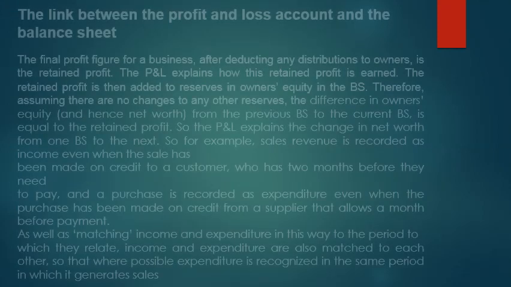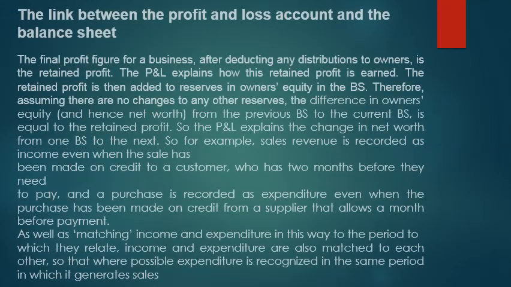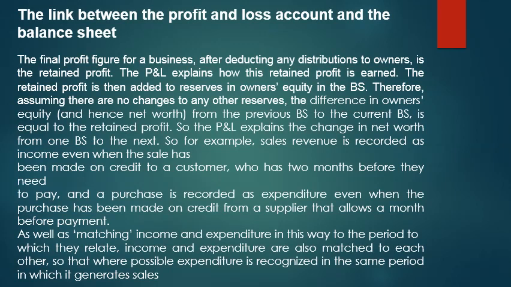The link between the profit and loss account and the balance sheet. The final profit figure for a business after deducting any distributions to the owners is retained profit. The profit and loss shows how this retained profit is earned. The retained profit is then added to the reserves in owner's equity in the balance sheet.